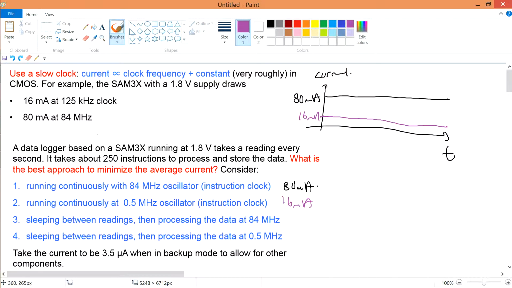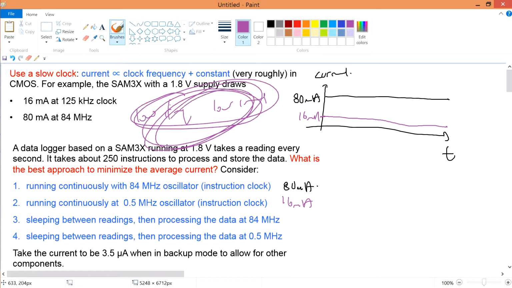This is something that you also want to know, so please take note. Lower frequency, lower current. Please remember.